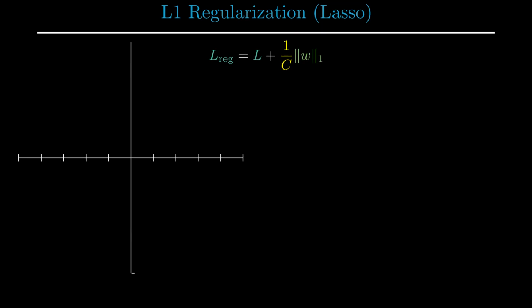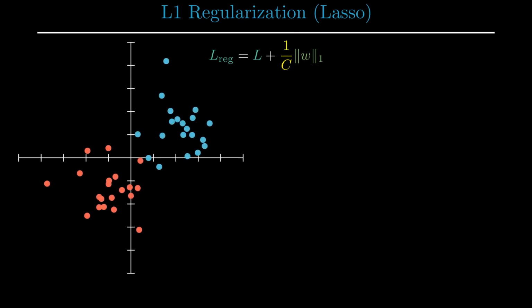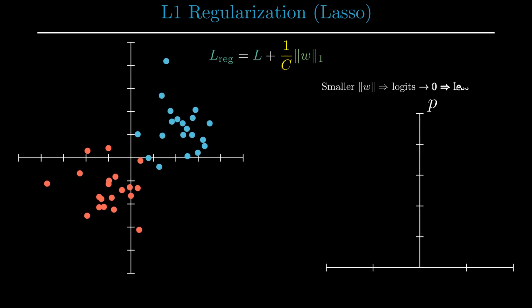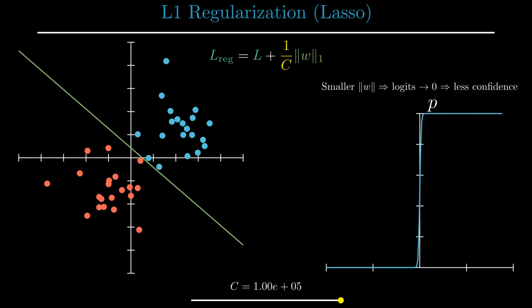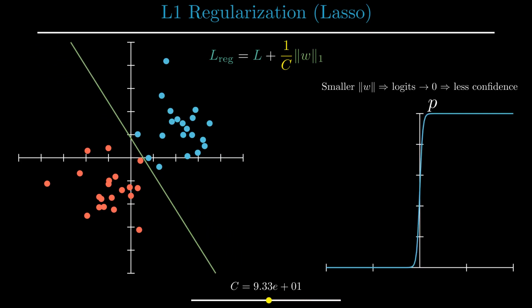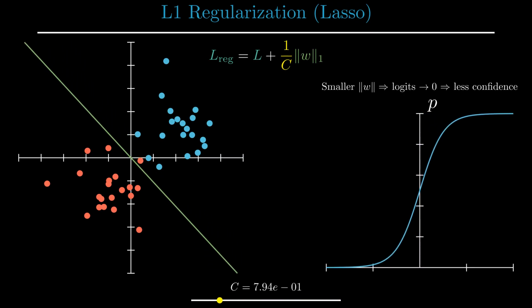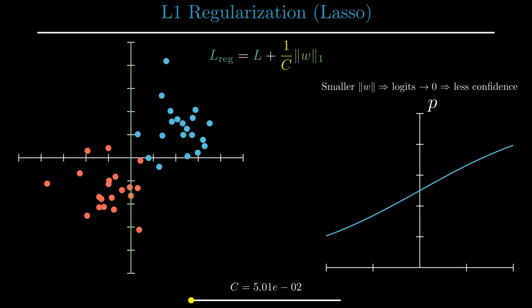Now let's switch to L1 regularization. With stronger L1 regularization, some weights are driven exactly to zero. The decision boundary changes noticeably. Eventually, one feature and the bias vanish, leaving a vertical line at x equals 0. The model is now ignoring that feature entirely. This is feature selection.